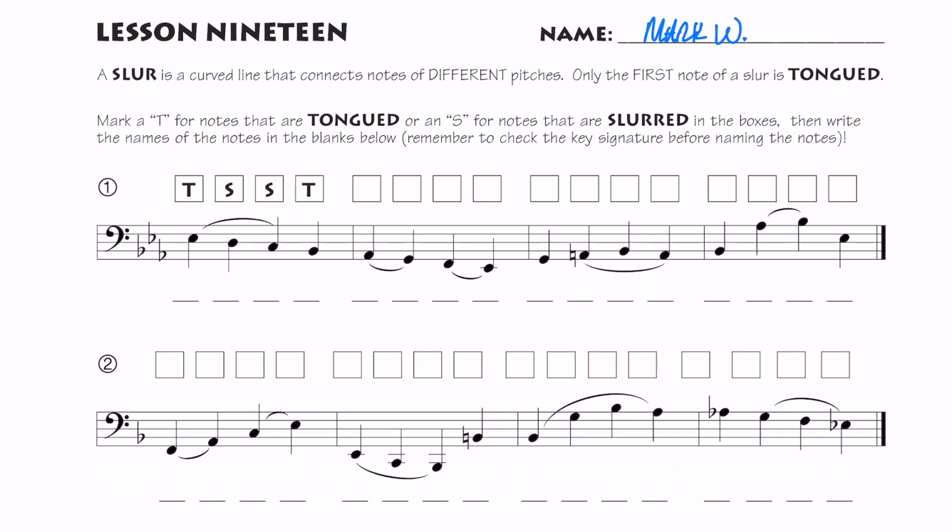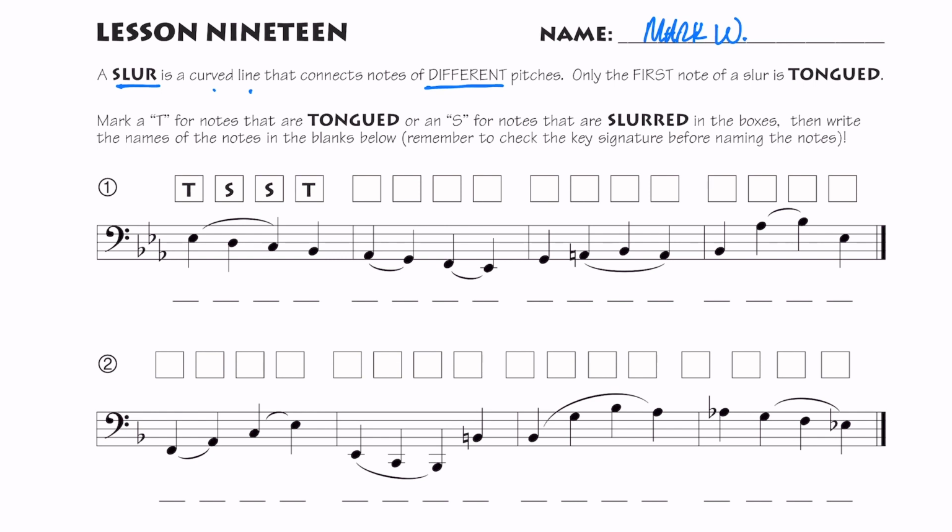What we're learning here is called a slur. A slur is a curved line that connects notes of different pitches. Remember that a curved line that connects notes of the same pitch is a tie. So we have to know the difference between different notes that have curved lines and the same notes that have curved lines, because it means completely different things.